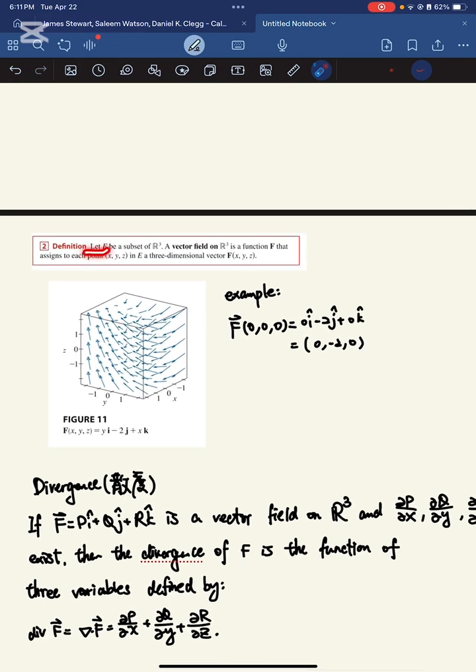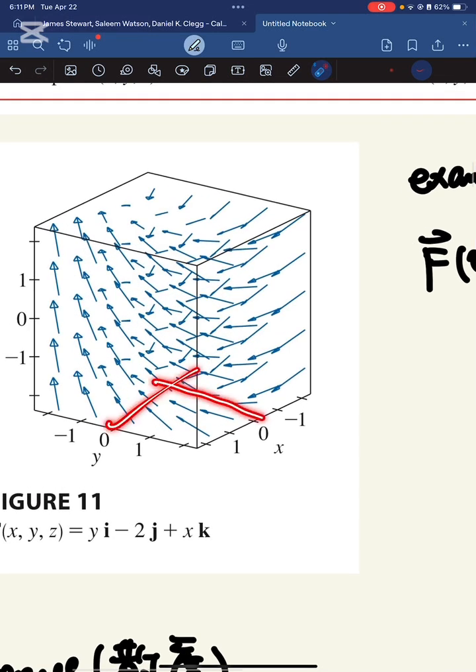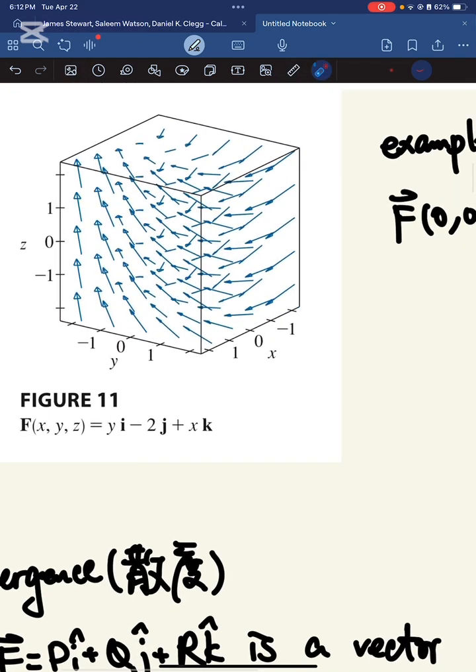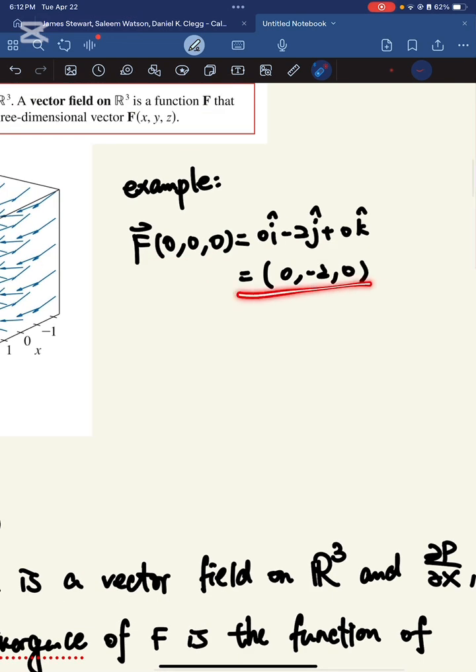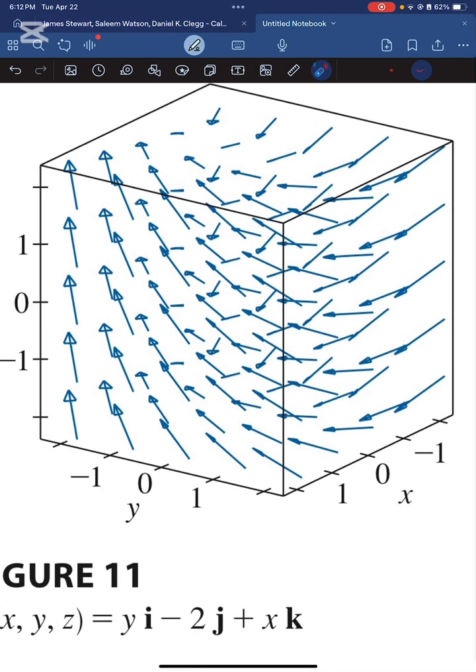The definition is: let E be a subset of 3D space. A vector field on 3D space is a function F that assigns to each point in E a 3-dimensional vector. So for each point, we can find a function, and it has 3 variables. For example, take the origin (0, 0, 0). We can find that the resulting vector has 0 on x, 0 on z, and -2 on y, so it looks like this.